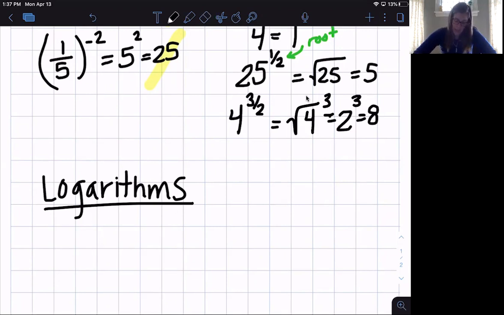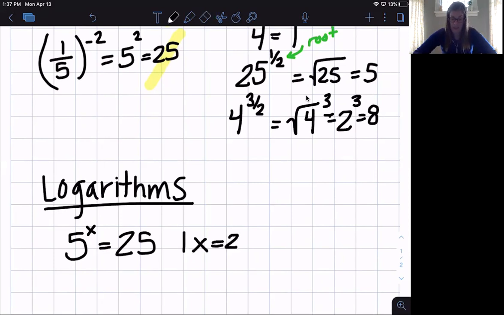So for example, if I had this statement, 5 to the x equals 25, I would guess that most of us could think about it for a quick second or two and come up with the answer that x equals 2.